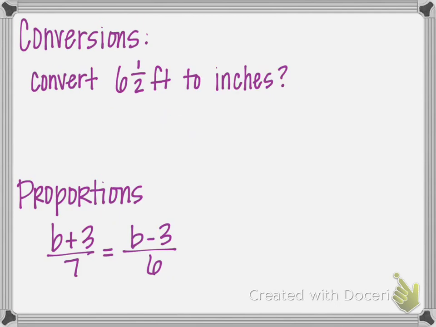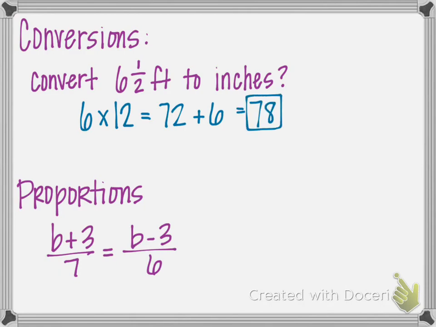I want you to convert 6.5 feet to inches. And I'm willing to bet a lot of you know how to do this in your head. 6.5 feet. Let's see, you do 6 times 12, and then half a foot is 6, so that's going to be 6 times 12 is 72, plus another half a foot, which is 6 inches, and you get 78. That's fine with me if you want to do it that way.